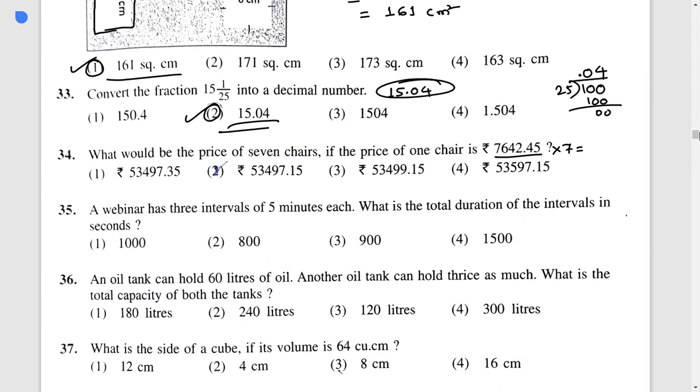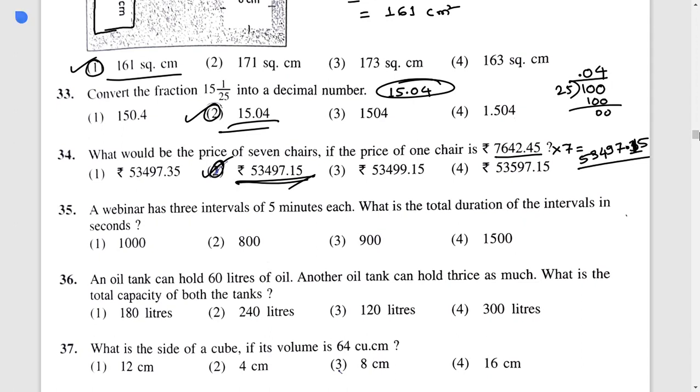So this number, whenever you multiply with 7, it will give 7 5s are 35, 3, sorry, 1.79435. This one is 1. So any option is there? 53497.15. So it is not there here. So option 2 is the right answer. 53497.15.